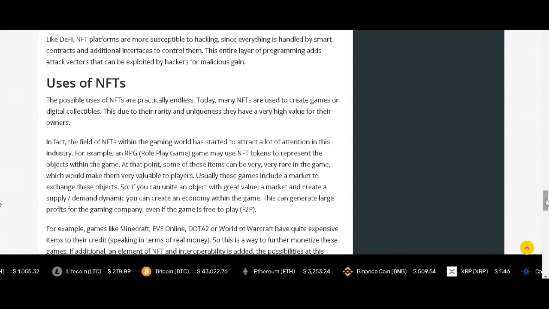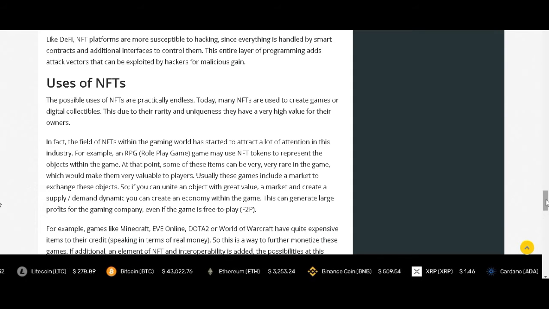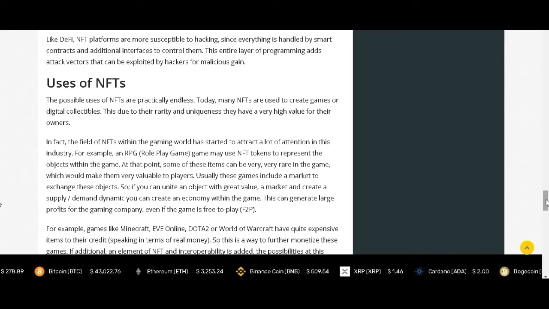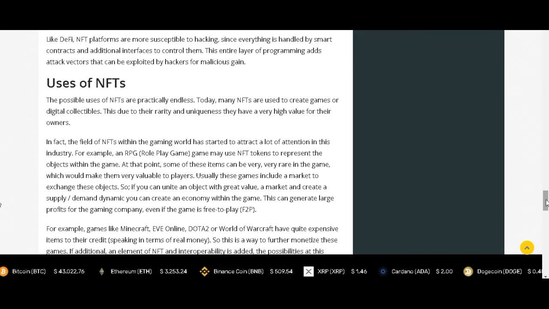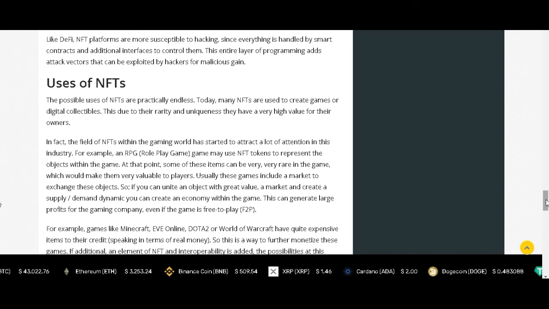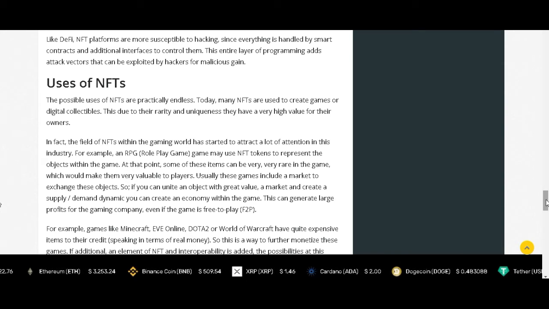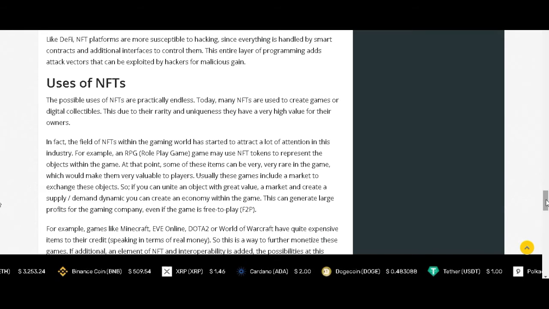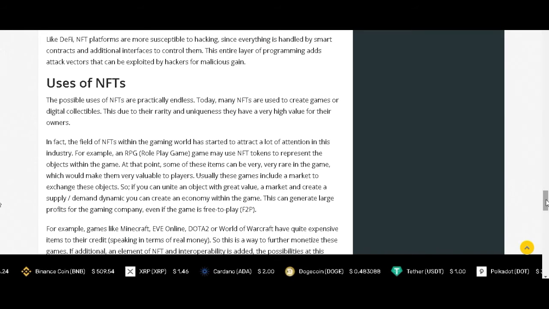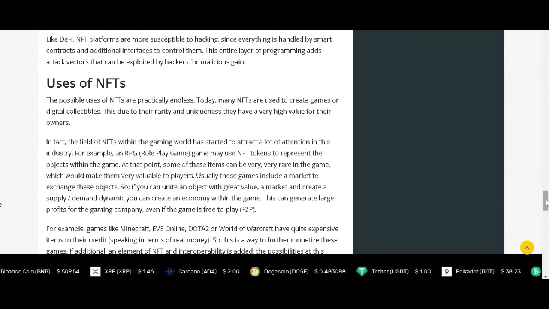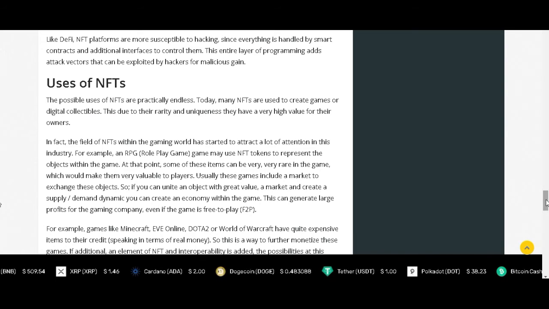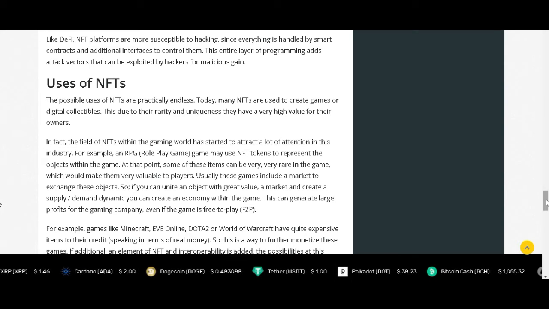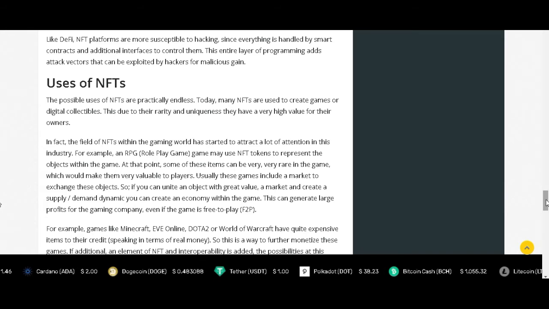Uses of NFTs. The possible uses of NFTs are practically endless. Today, many NFTs are used to create games or digital collectibles. Due to their rarity and uniqueness, they have a very high value for their owners. In fact, the field of NFTs within the gaming world has started to attract a lot of attention in this industry. For example, an RPG, role-play game, may use NFT tokens to represent the objects within the game.